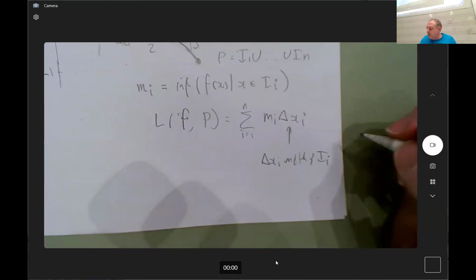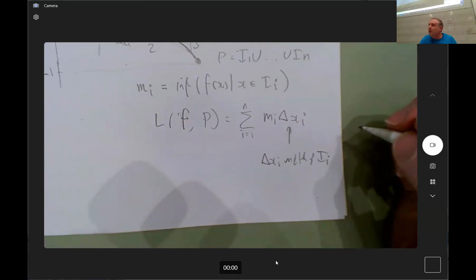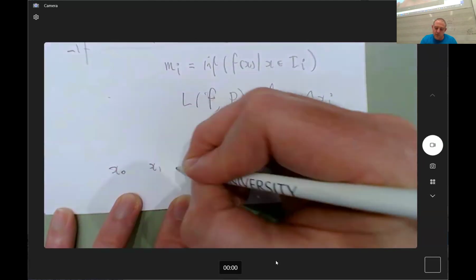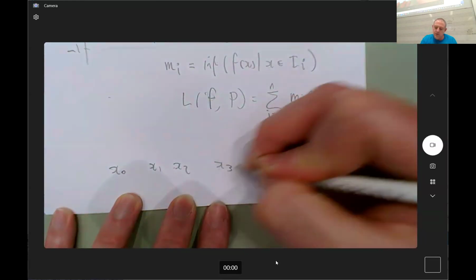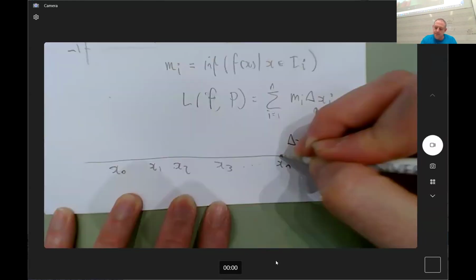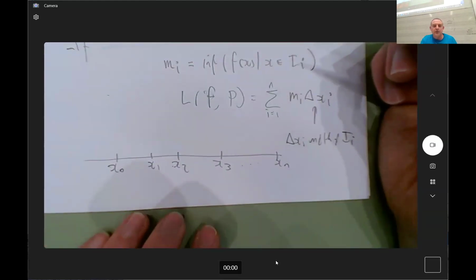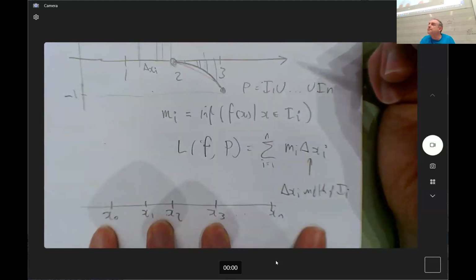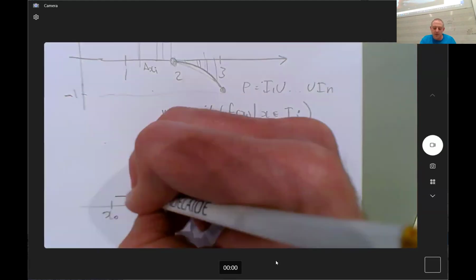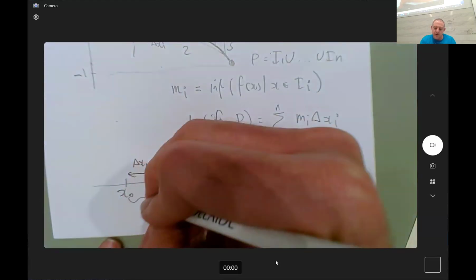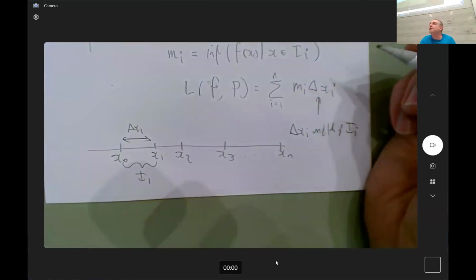But I think your lecturer has a list of x's which are x_0 up to x_n: x_0, x_1, x_2, x_3, all the way up to x_n. And he writes all of his things in terms of the x's, whereas for me this is delta x_1, and this is interval number 1. So that's how I think about it. It's the same thing. Okay, cool.